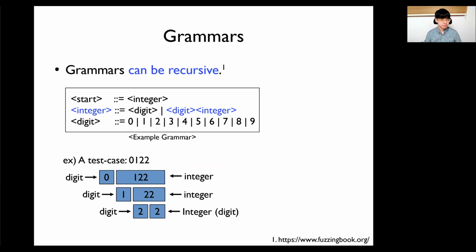For example, the number 0122, which is my birthday, would be represented as a single digit 0 followed by integer 122. And this integer 122 is digit 1 followed by integer 22. And this integer 22 consists of a digit 2 and another digit 2. In other words, based on this recursion, this grammar has an infinite space of test cases to generate.